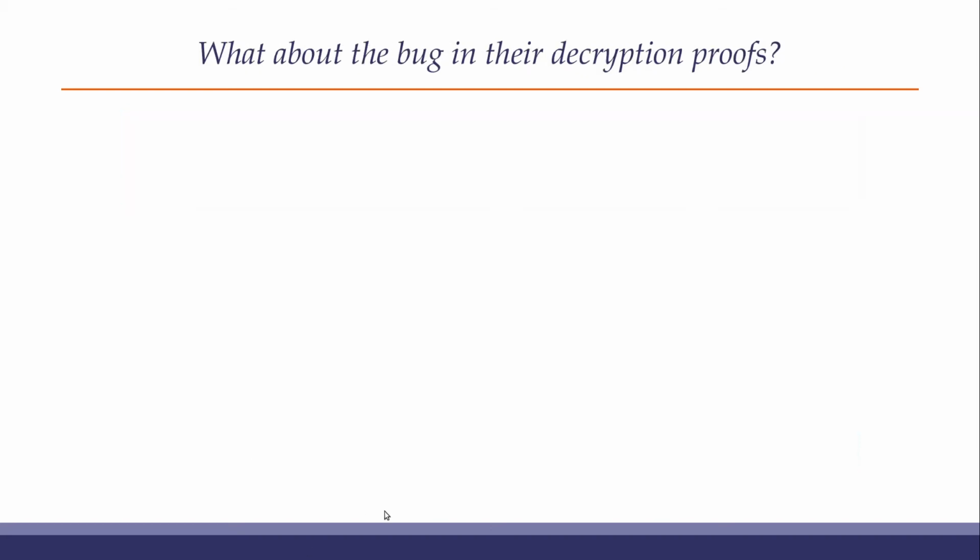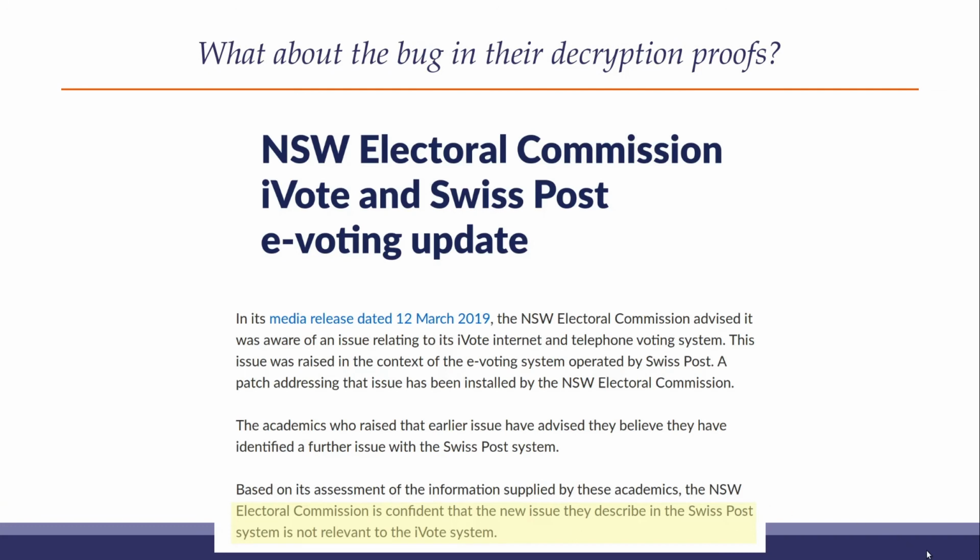Okay, so what about the bug in the decryption proofs? Because that was part of exactly the same code base. And when we learned that the same company had sold the same code base to New South Wales, we assumed that the same bug was almost certainly present. New South Wales didn't see it that way. They put out a press release saying, "We hear there's some other issue in the Swiss system, but the New South Wales Electoral Commission is confident that the new issue is not relevant to the iVote system." I was highly sceptical, but of course, since there was no code available for anybody to look at, there was no way to prove either way.